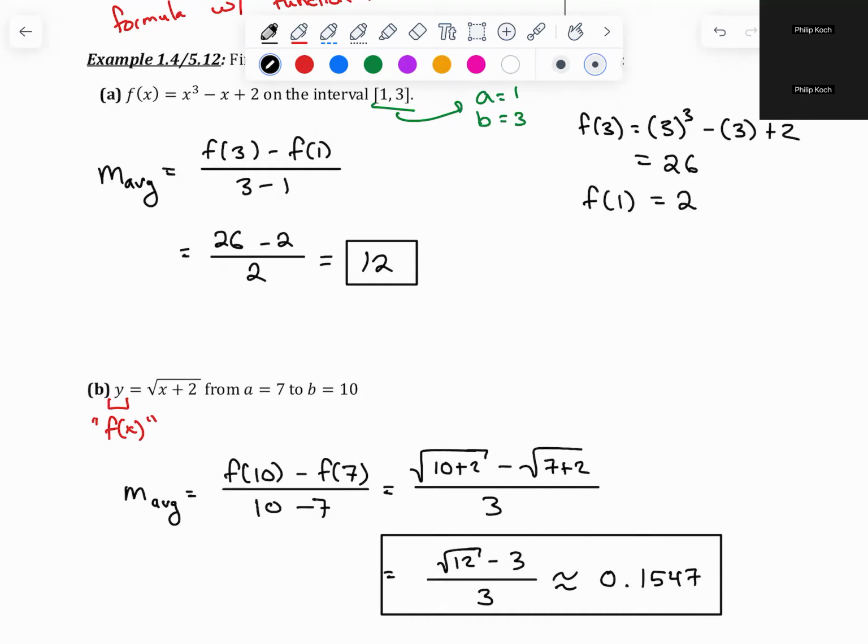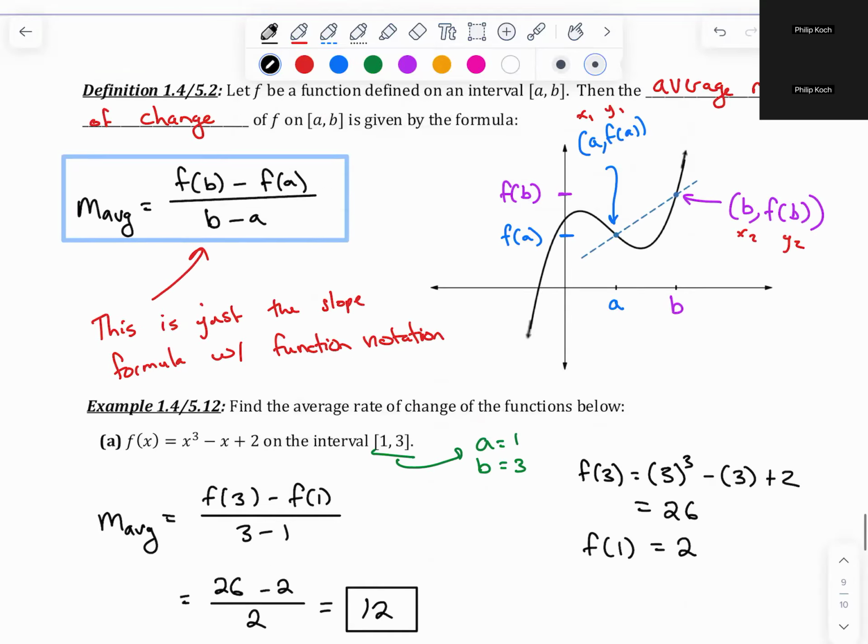And it doesn't actually matter at the end of the day, as long as you are consistent. If your a is first, then the a should be first on the bottom as well. So the average rate of change formula could be f of a minus f of b over a minus b, but then it wouldn't make as much sense in real life because we're usually measuring things in time, and time should go linearly forward. So you want to use your later time minus your earlier time.